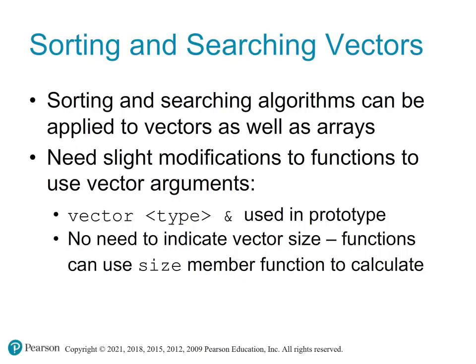Unlike arrays, vectors in C++ are dynamic, meaning they can grow or shrink at runtime. This eliminates the need to pass the size of the vector as a separate argument. You can use the vector's size member function to get the current size of the vector.